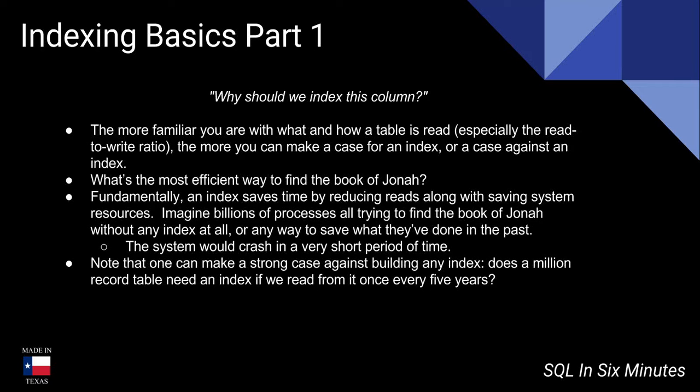Now, we can make a strong case against building any index, right? Let's take the case of Harry Potter. For someone like myself who's never read it, is there any value to me personally in the table of contents? No. The reason it does have it is for the people who do read it, right? So there are cases where we may only read from a table, let's say, once every 5 years. Even if there are 1 million records in that table, is it really efficient to build an index for that table? What I love about that question, by the way, is that every single person watching this video could have a different answer to it.